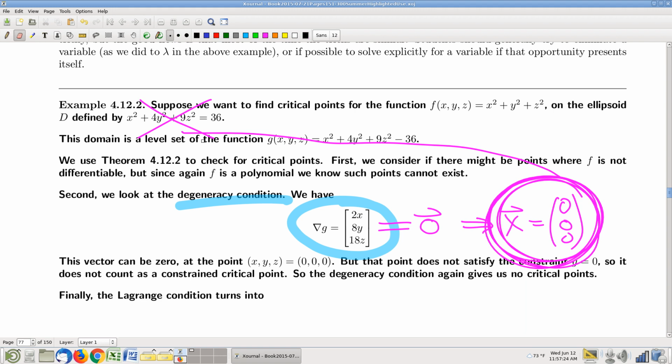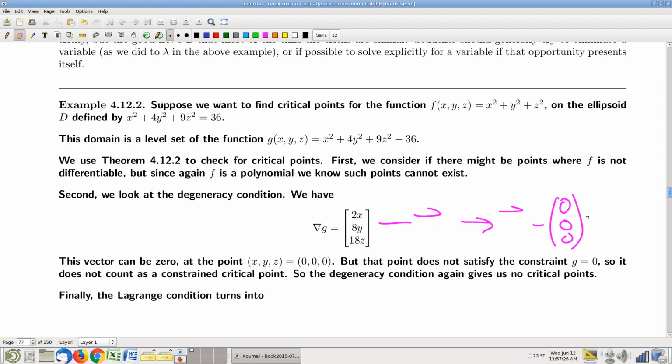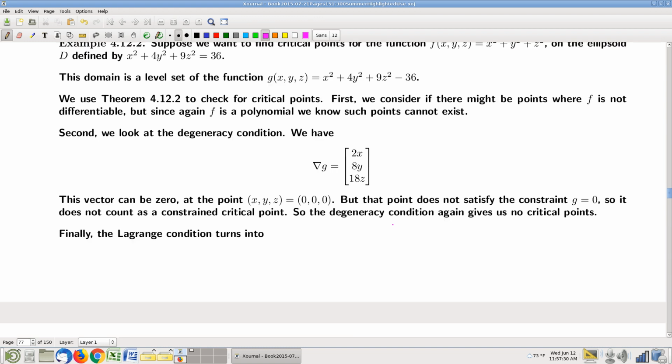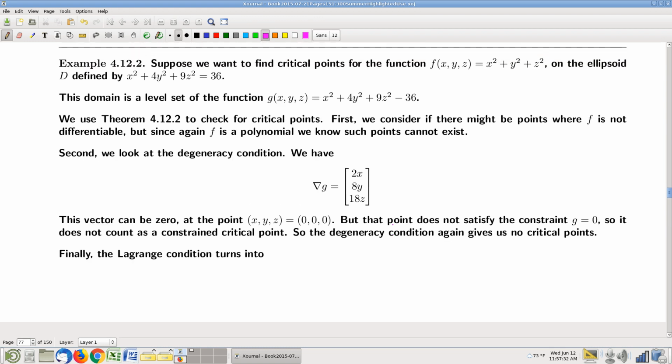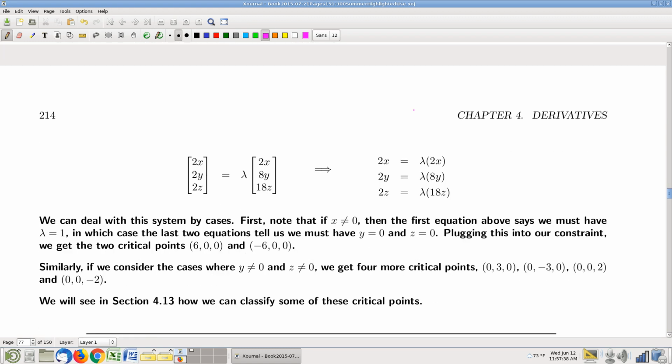Okay. All righty. The most interesting bit about this example, though, is where we get to the Lagrange condition. Remember, the Lagrange condition says look at the gradient of f, look at the gradient of g, look where the gradient of f is a multiple of the gradient of g. This is what you get with that algebra. Y'all know how to compute gradients, so I'll skip over that part.